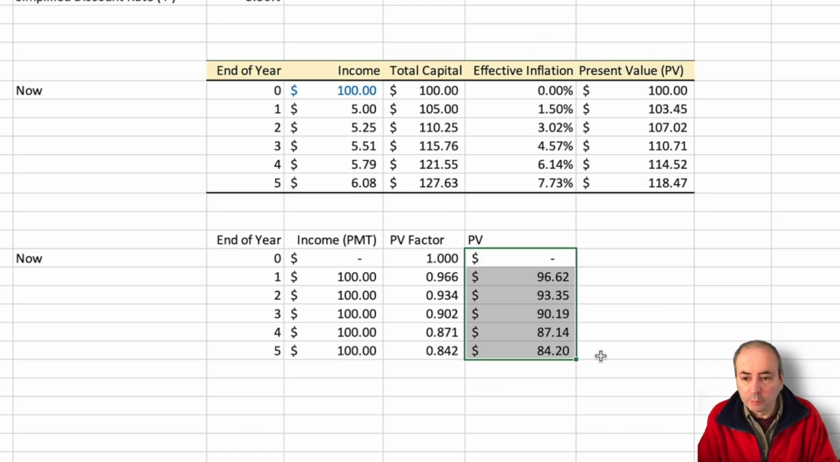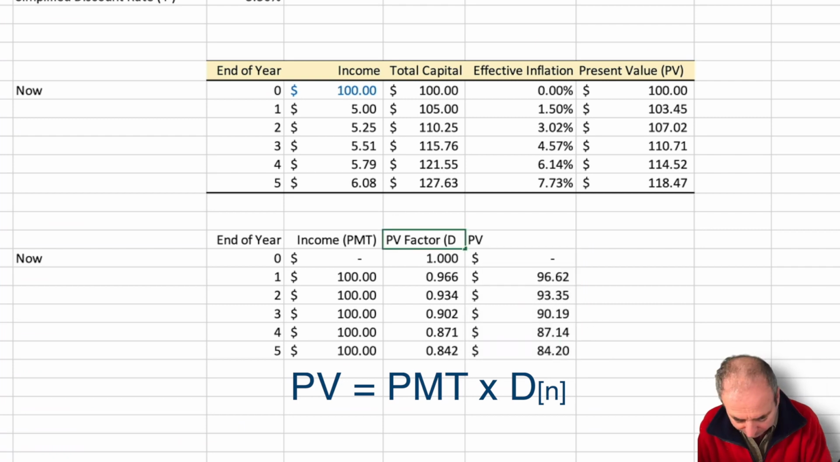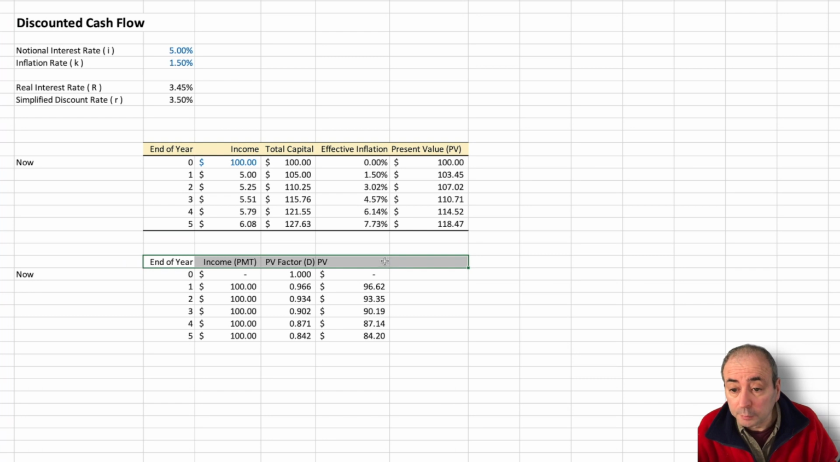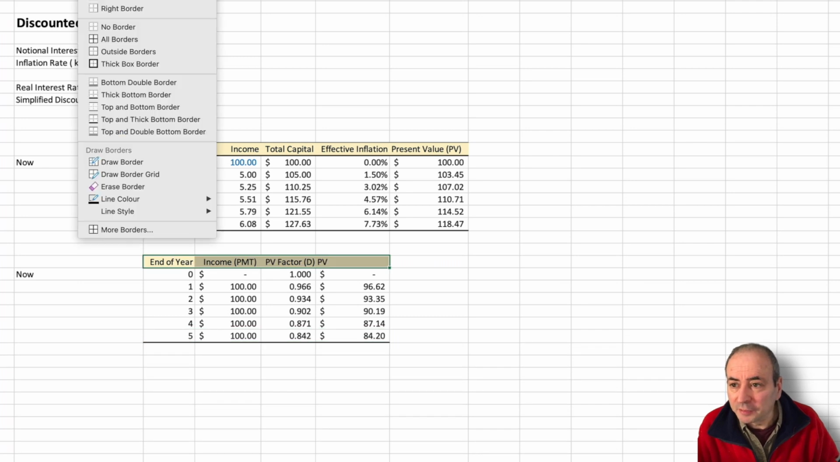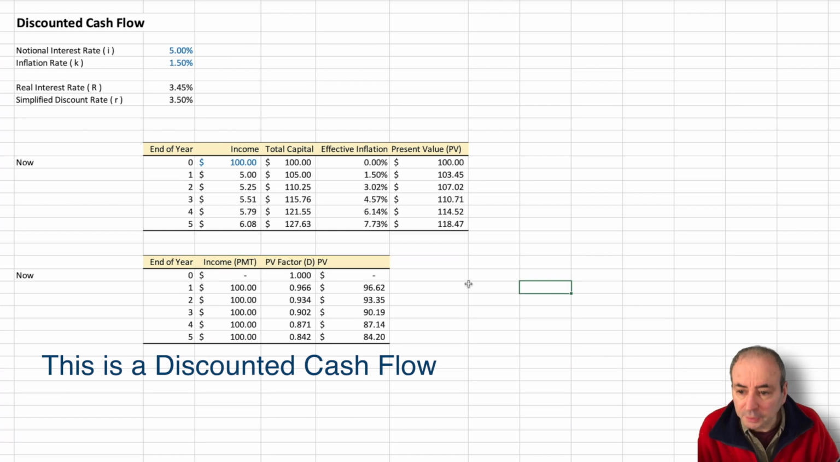So the formula we've actually used here is that the present value is equal to the payment times the discount rate, or PV factor, D, the discount rate. As I tidy this up, because we're going to create a new spreadsheet in a minute to take this further, it's worth noting that we have already created a discounted cash flow. It's not the most useful discounted cash flow because it only has incomes, it doesn't have expenditure, but we're going to do that in a minute.